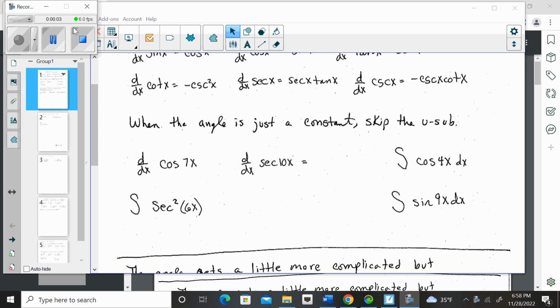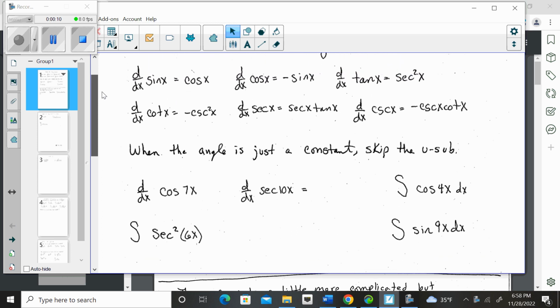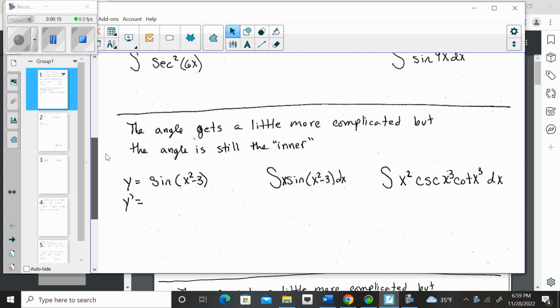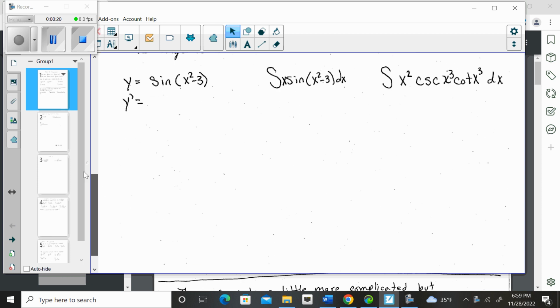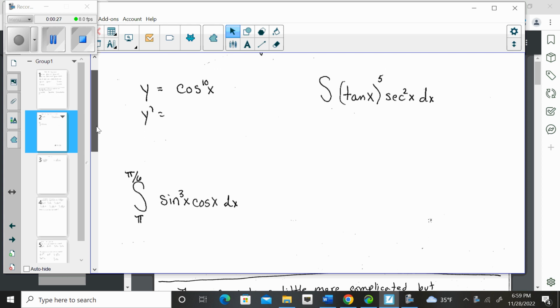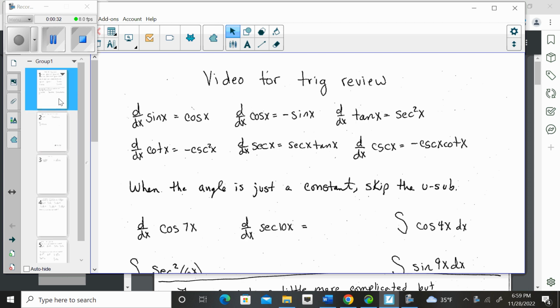So I'm going to make a two-part video here on derivatives and antiderivatives involving the trig functions, all six. I'm going to do simple ones where the angle gets a little harder, but where the angle is the inner. And then we're going to look at some examples of where the trig function is the inner. I'm going to do this in two parts so that the videos don't get too long. So anyways, here's a list of our derivatives that we want to study.